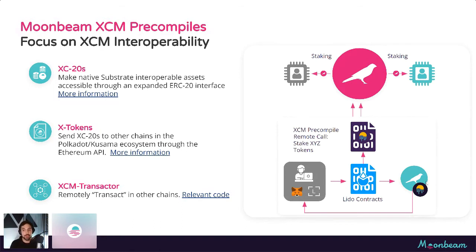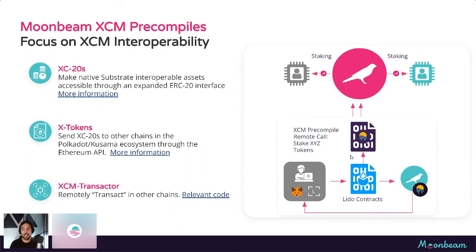So, for example, a user that holds XCKSM on Moonriver can use their wallet like MetaMask or Ledger or Trust or whatever other Ethereum-compatible wallet to interact with the Lido contracts. And then the Lido contracts will mint a stake derivative, right? So in this case, it's stKSM, and send it to the user. But more importantly here, the Lido contracts will actually use this XCM precompile called XCM transactor to do a remote call to Kusama. So this is native interoperability, from a smart contract that lives on Moonbeam or Moonriver, in this case, directly to the Kusama relay chain.